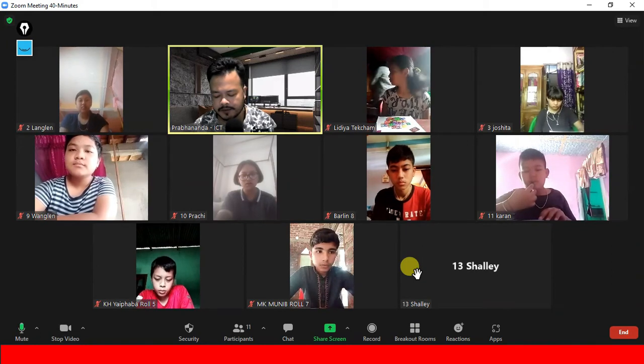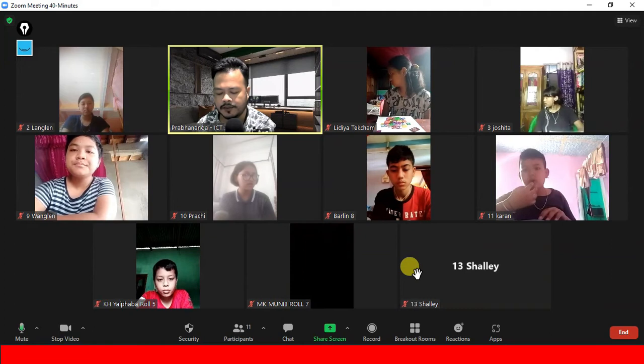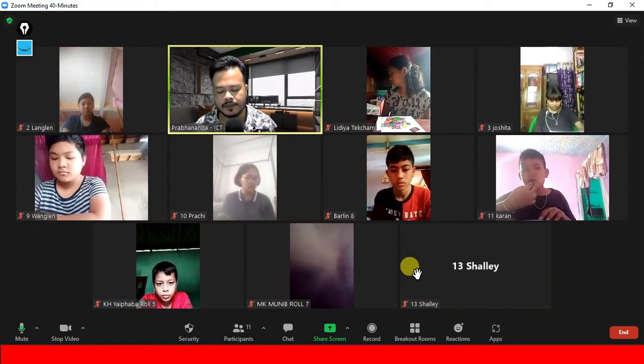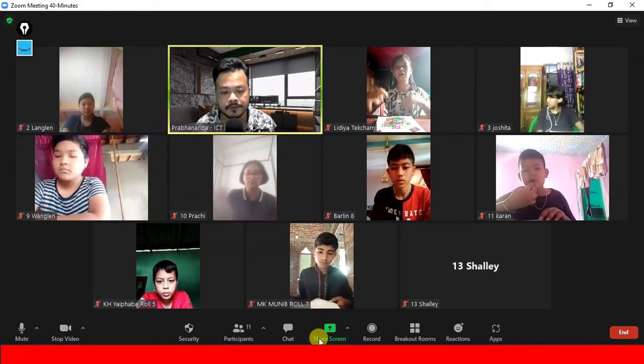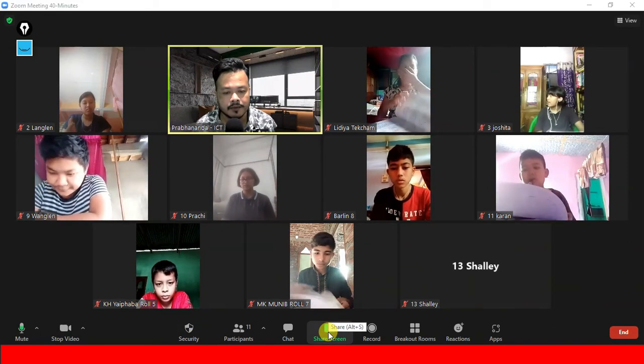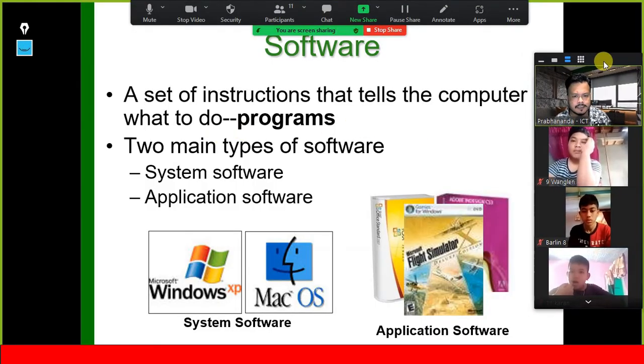After that, we will be discussing the application software. In the previous class we have already discussed the system software, isn't it? So let me share my screen. A set of instructions that tells the computer what to do. Two main types of software: system software and application software.